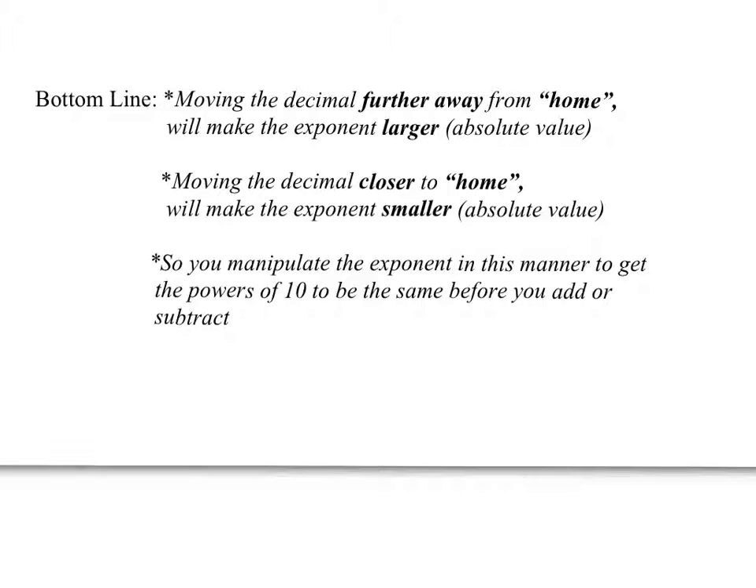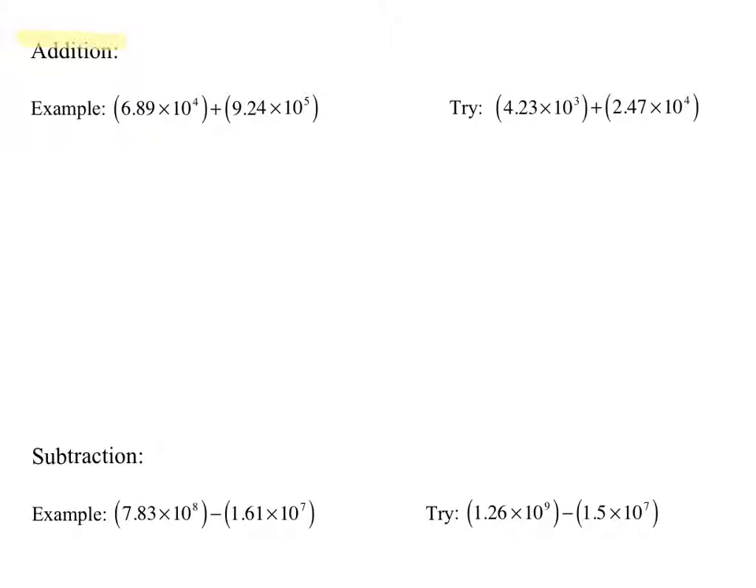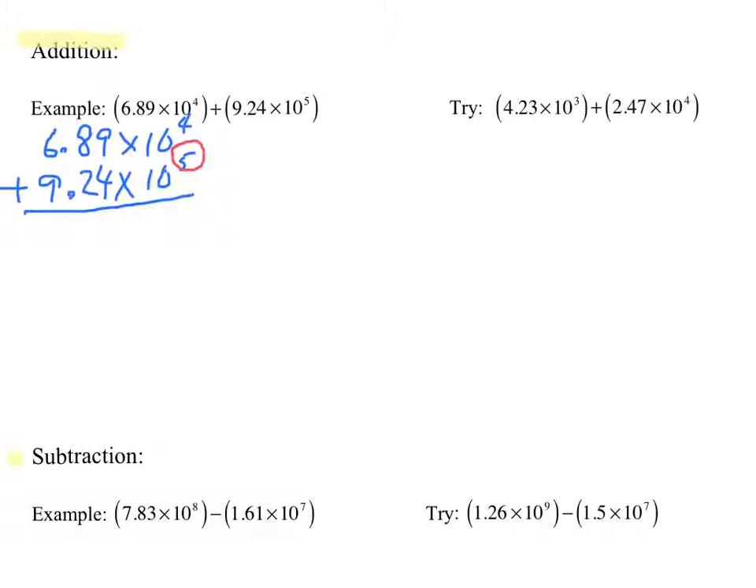Bottom line, moving the decimal further away from home will make a larger exponent. Moving the decimal closer to home will make a smaller exponent. So we will manipulate the exponent to get the powers of 10 the same before we add or subtract. Examples with addition. In this example, write them this way and notice that the exponents are different, so we're going to have to change. I'll choose the bigger one and make it smaller.